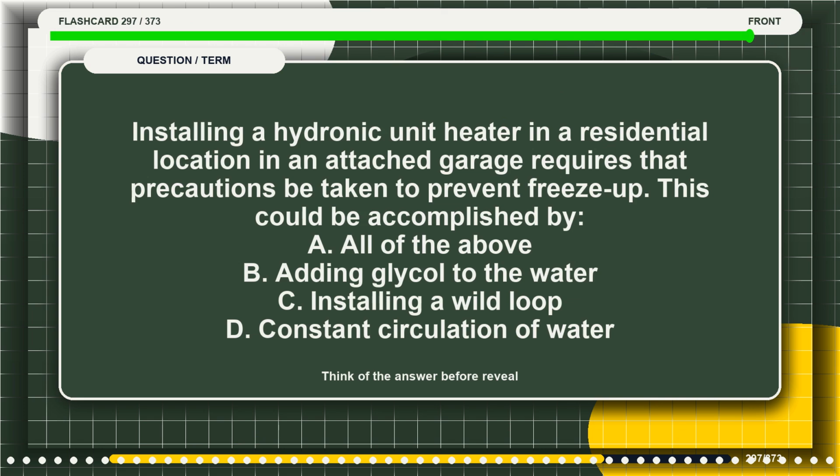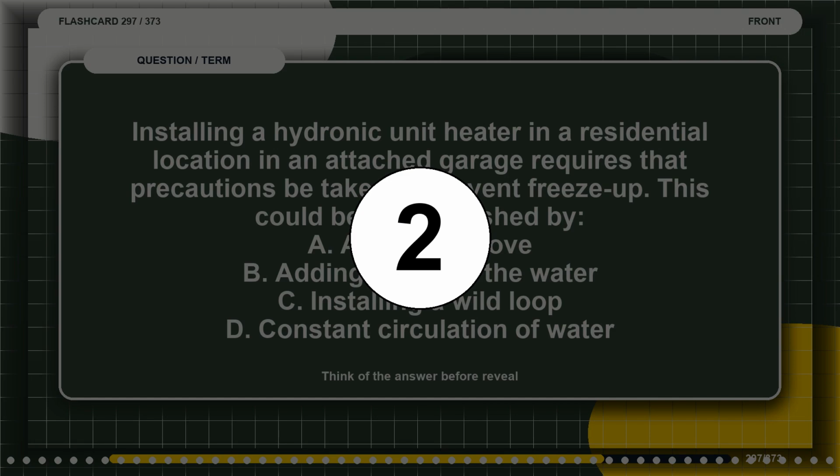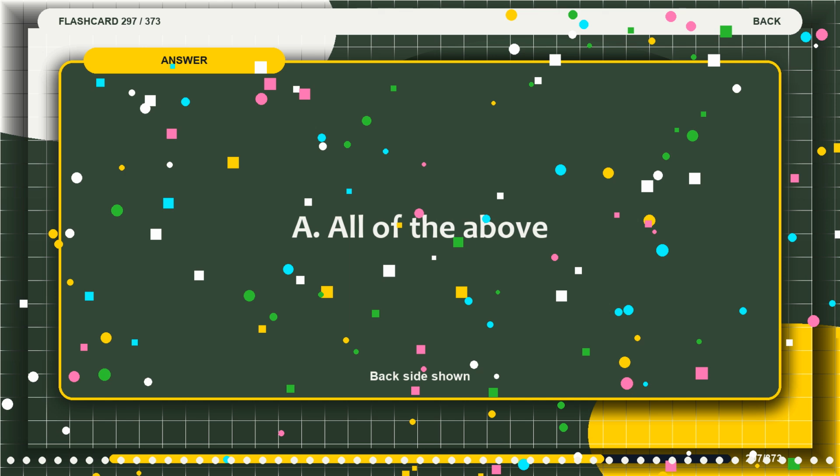Flashcard 297. Installing a hydronic unit heater in a residential location in an attached garage requires that precautions be taken to prevent freeze-up. This could be accomplished by A. All of the above. B. Adding glycol to the water. C. Installing a wild loop. D. Constant circulation of water. Think of the answer before the reveal. The answer is A. All of the above.